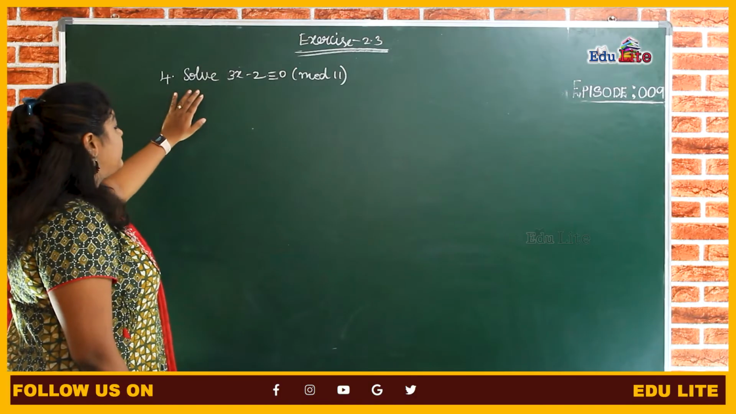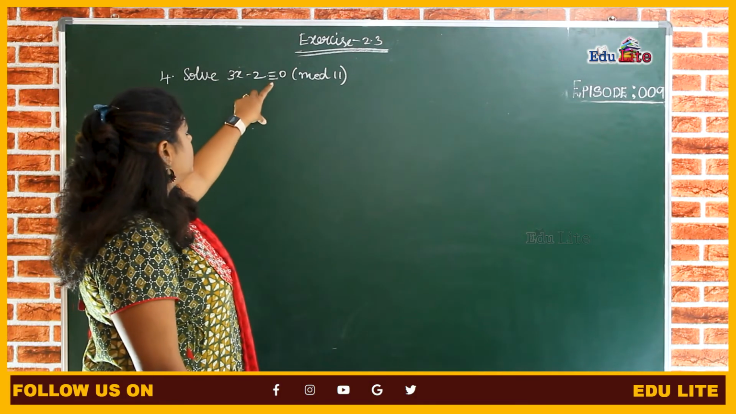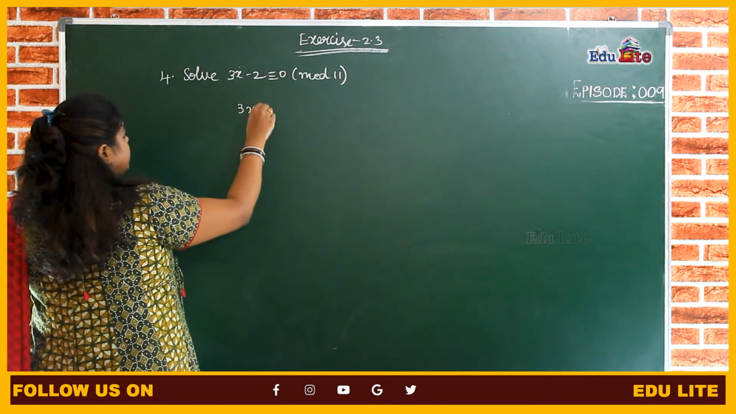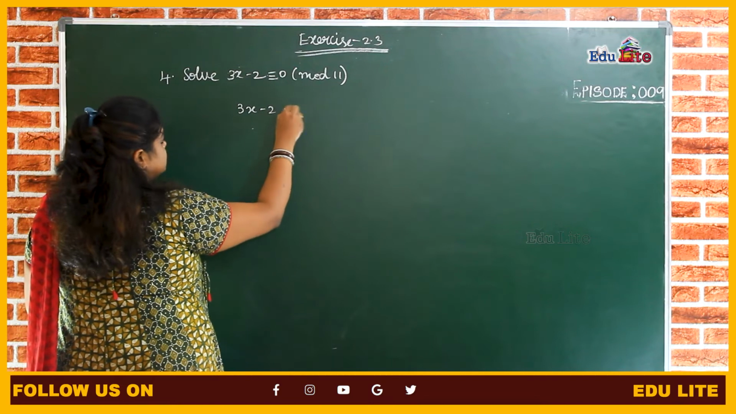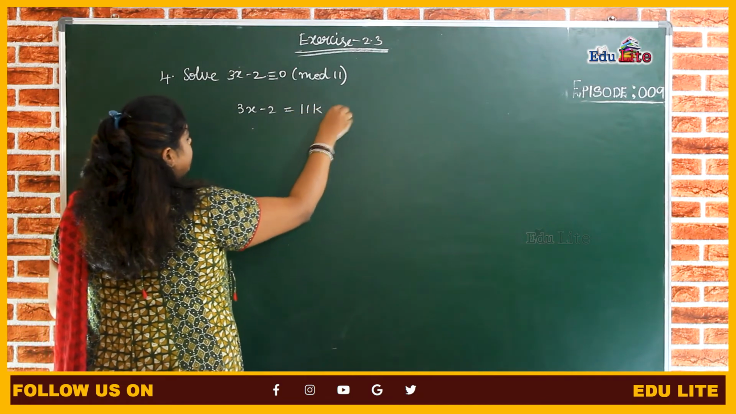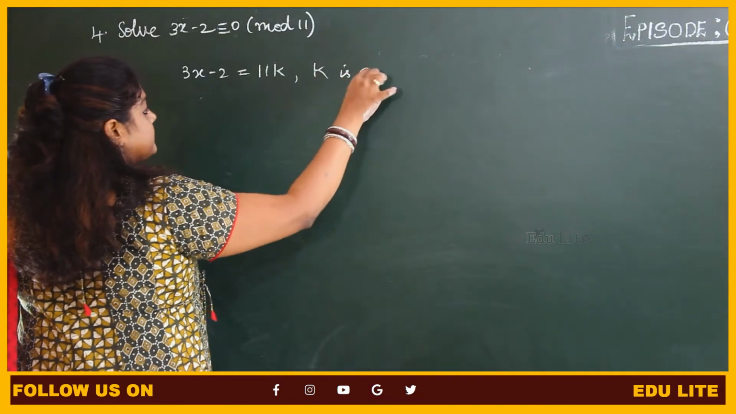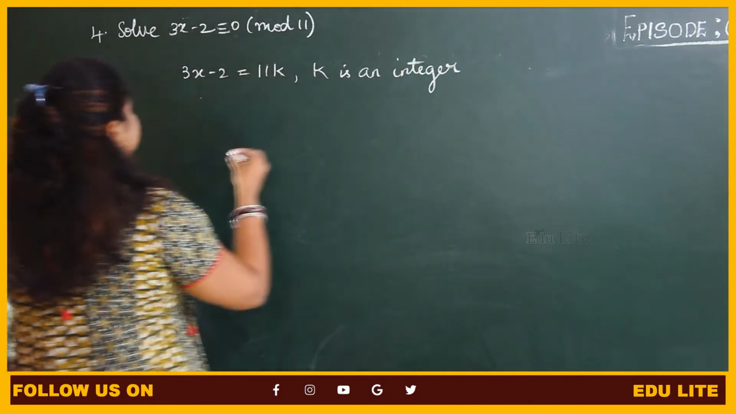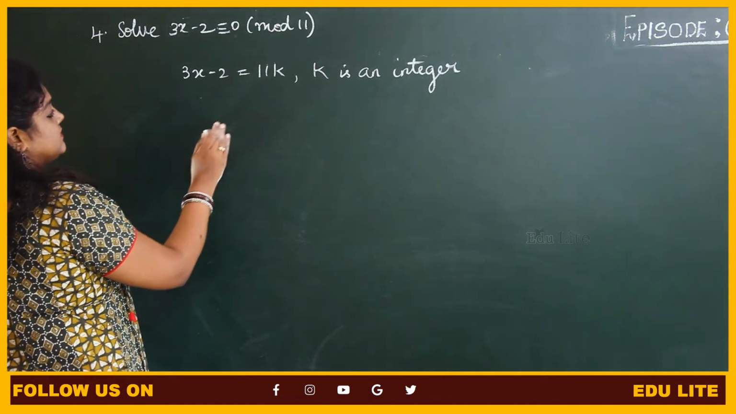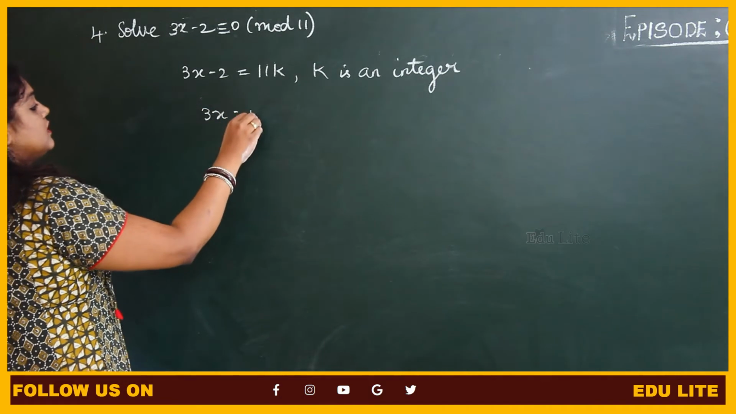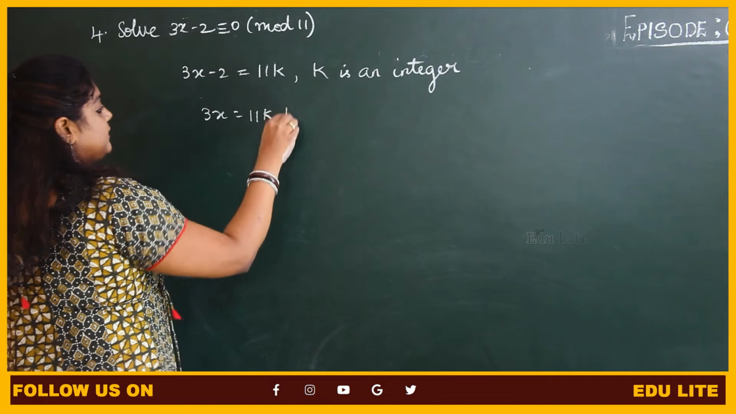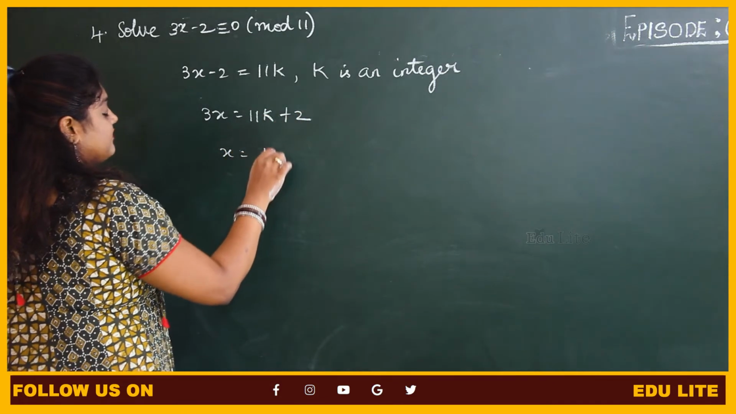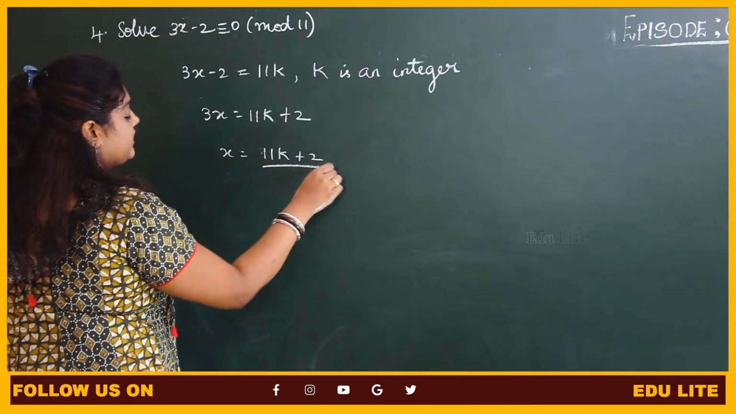The next problem is we have to solve 3x minus 2 congruent to 0 mod 11. Therefore, we can rewrite this as 3x minus 2 equals 11k, where k is an integer. Now, what we have to do? We have to write the value of x from this. So, 3x is equal to 11k, and the 2 goes to the other side and becomes plus 2. x is equal to (11k plus 2) divided by 3.